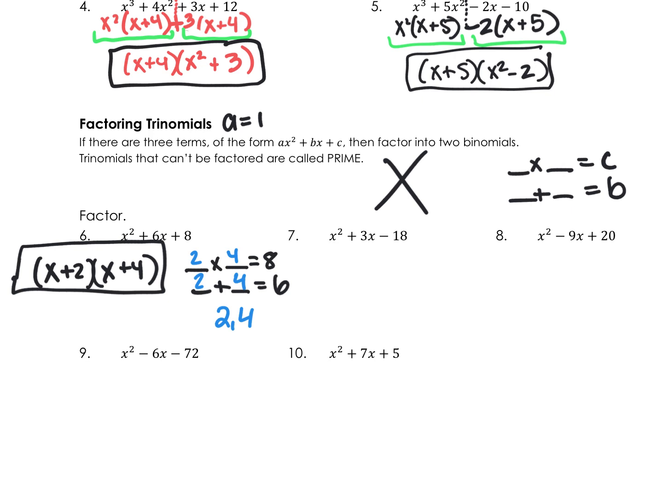All right, let's do one more together. If you like the x method, you're welcome to use the x method. Okay, so for number 7, we're looking for two numbers that multiply together to get negative 18 and add together to get 3.